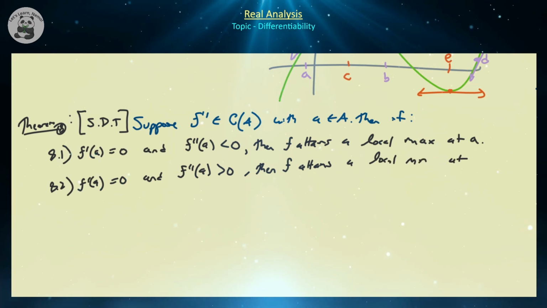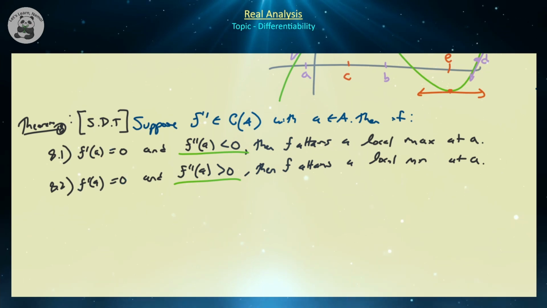Some people refer to f double prime of a being negative as concave down, and some people refer to f double prime of a being positive as concave up. And if you ever hear people referring to inflection points, that's where the second derivative is equal to 0. Right? So if the derivative is 0 and it's concave down, it's a local max, and if the second derivative is positive with the derivative 0, then it attains a local min at that point.